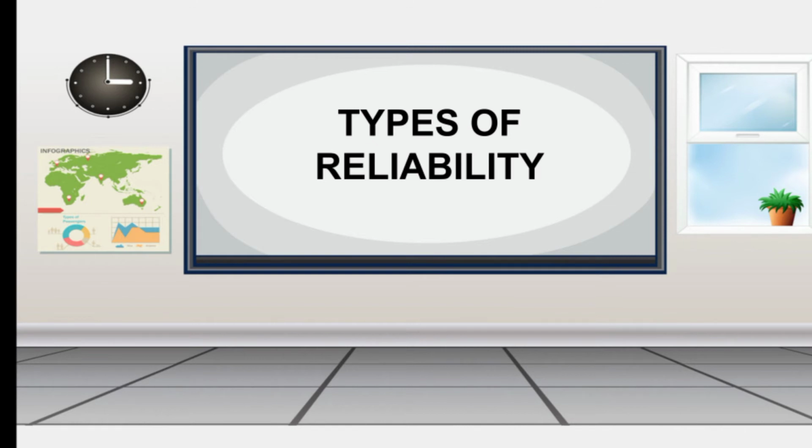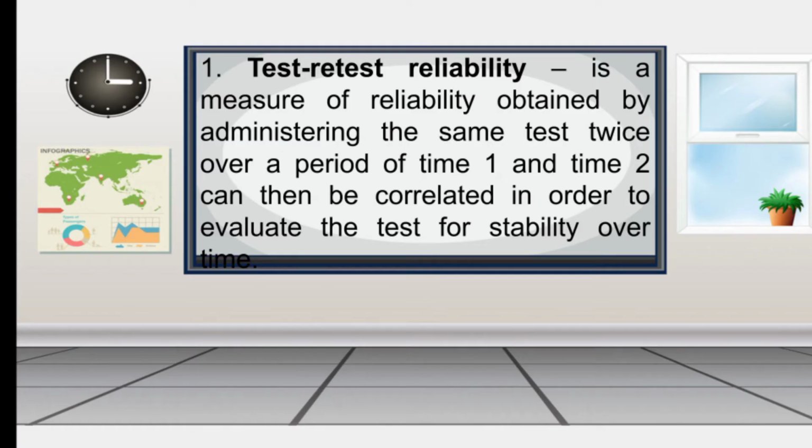There are types of reliability. We have test-retest reliability. It is a measure of reliability obtained by administering the same test twice over a period of time. Scores at time 1 and time 2 can then be correlated in order to evaluate the test for stability over time. For example, a test designed to assess student learning in psychology could be given to a group of students twice, with the second administration perhaps coming a week after the first. The obtained correlation coefficient would indicate the stability of these scores.